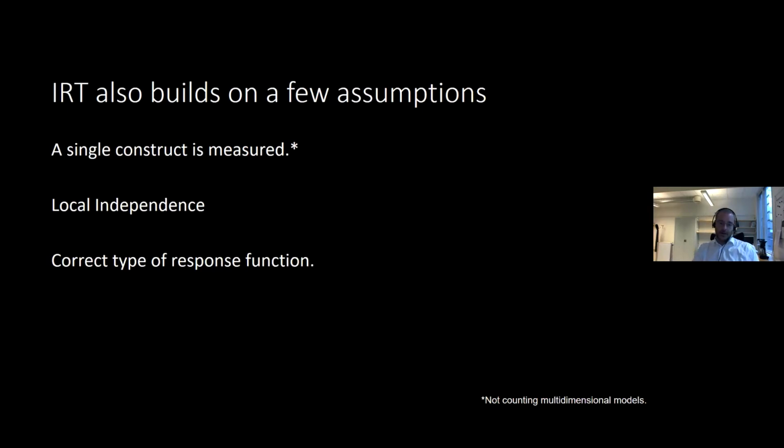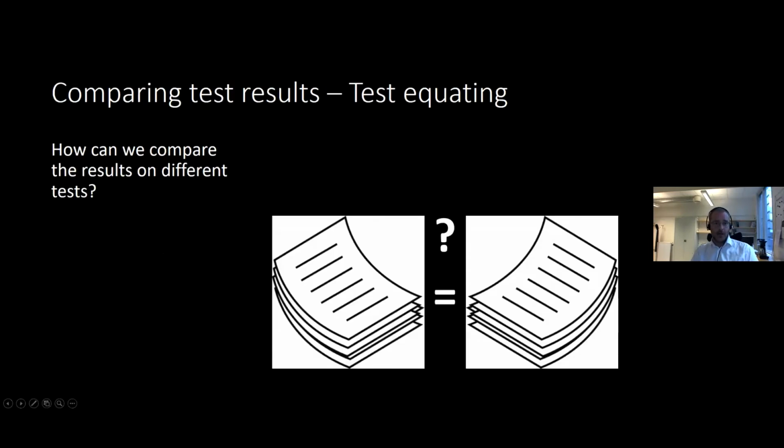And you also need to have a correct type of response function. But apart from that, with a well-developed test, these usually hold. It also often builds on a normal distribution of the latent trait, but there are ways to bypass that as well. So how do we compare tests when we have different tests? If you have test A and test B, and some people take test A and some people take test B, how do you see these results in comparison?